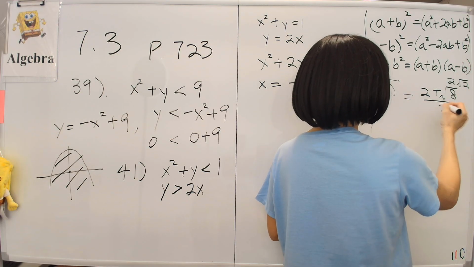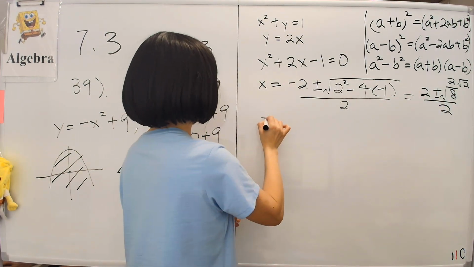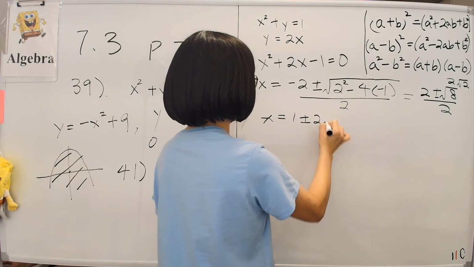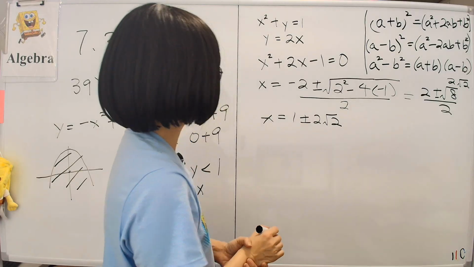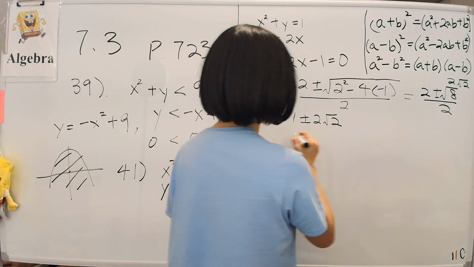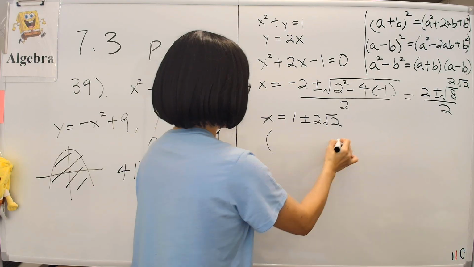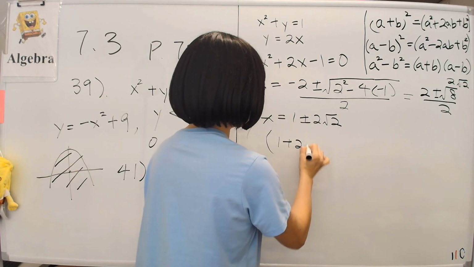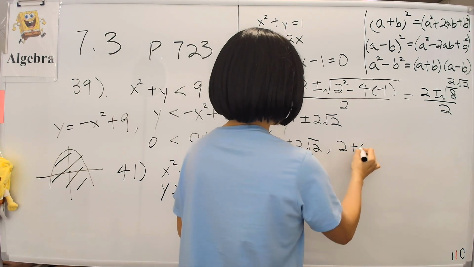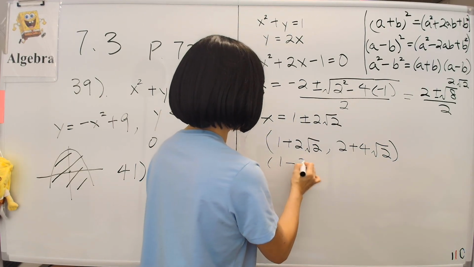So together, this is a plus or minus situation. So x is equal to 1 plus or minus 2 times the square root of 2. Those are two distinct values, and if x is this value, then y is 2 times that much. In other words, the two intersections are first 1 plus 2 times the square root of 2, comma, twice that much, which is 2 plus 4 times the square root of 2. That's one of the points. And then the other point is 1 minus 2 square root of 2.